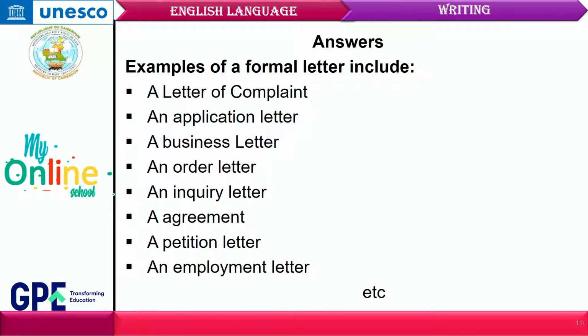You can write an agreement. An agreement is a formal letter. You can write a petition. You can also write an employment letter. For example, when you are given employment, if you write an application and you are recruited, you are now given an employment letter to show that you are being employed, a contract too. So there are many examples of formal letters, but here are examples.